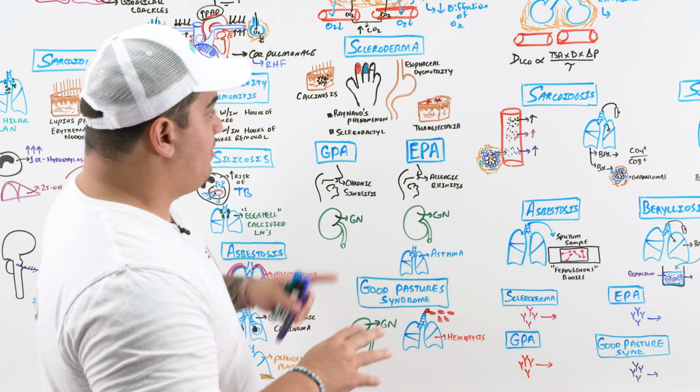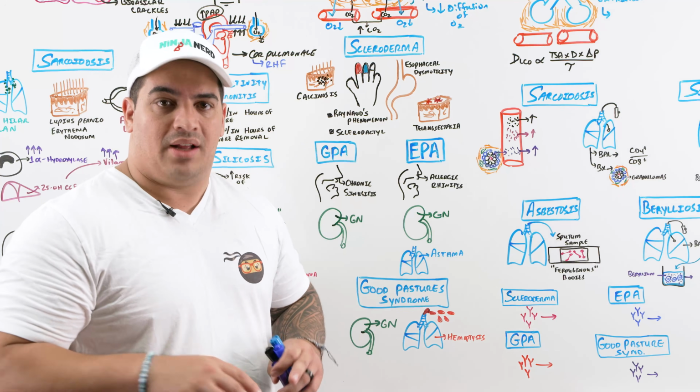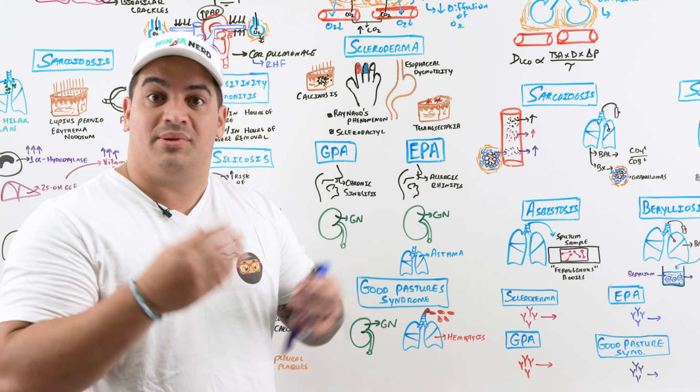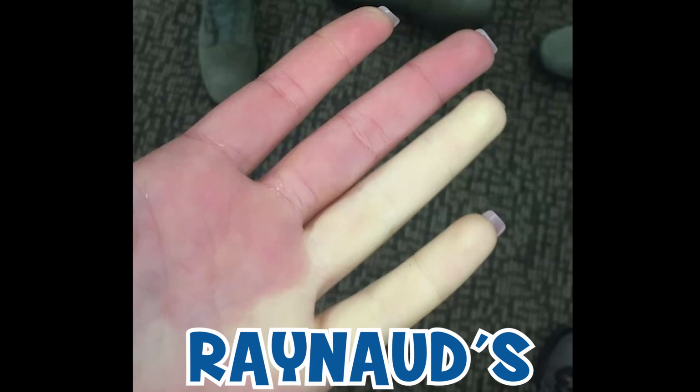The other one that I want you guys to remember is sometimes they can have what's called Raynaud's phenomenon. So they can have kind of like a vasospasm of the vessels near their actual digits. It can cause them to present in different colors. It actually looks like this.